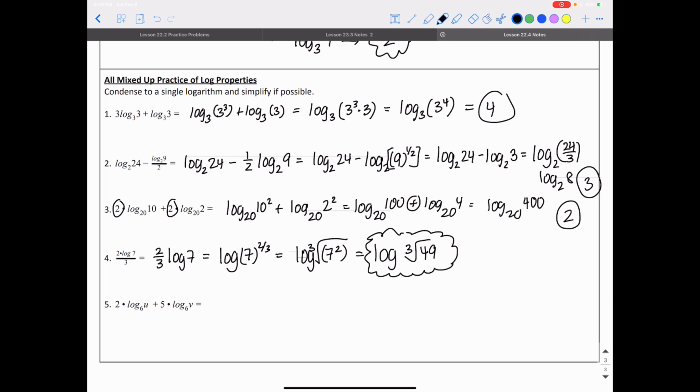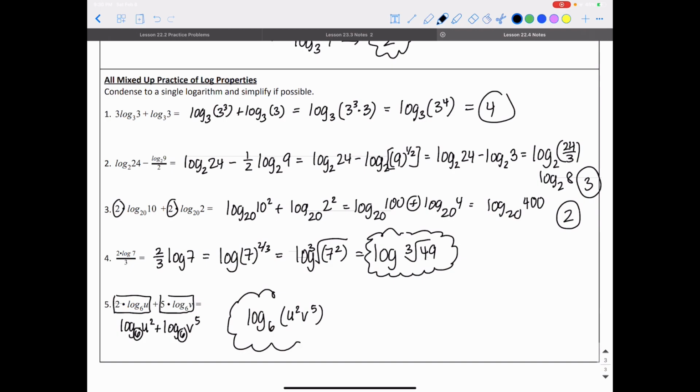For the last one, I have 2 times log base 6 of u plus 5 times log base 6 of v. I'm going to rewrite this first one as log base 6 of u squared. I'm going to write this one as log base 6 of v to the 5th power. There's addition in between. They share the same base in common. So I can write this as log base 6 of u squared times v to the 5th power, which I can't simplify any further. This is my answer.